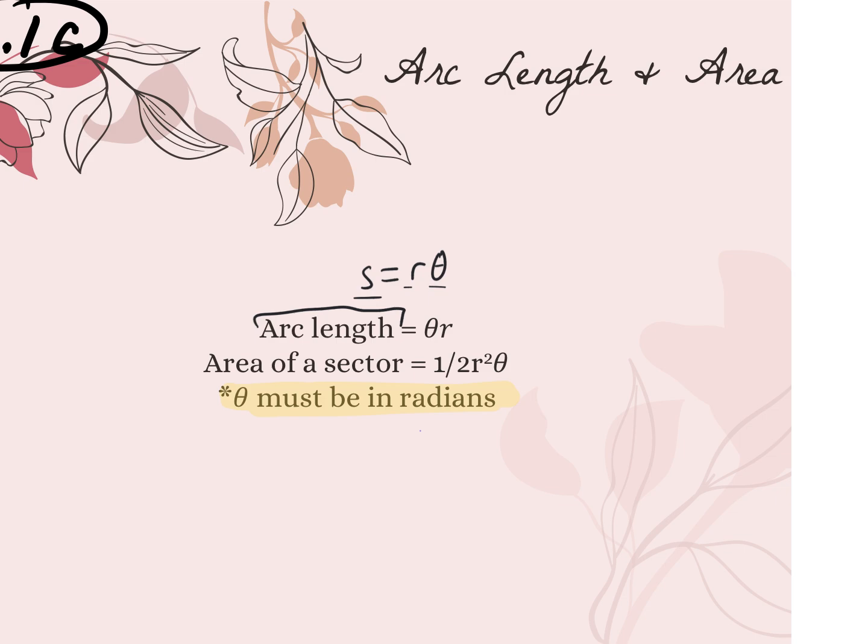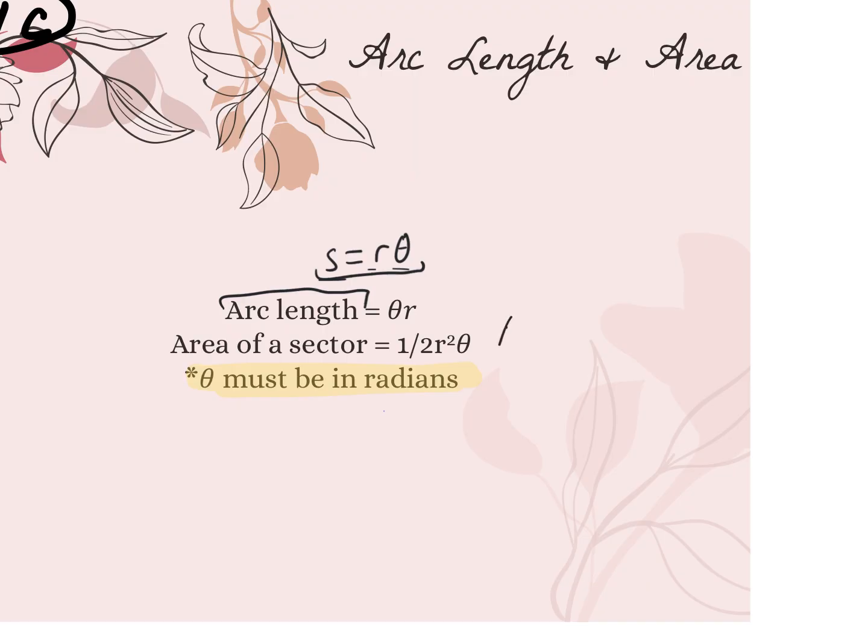But yeah, this is the arc length formula and the area formula. It looks kind of strange right here. I'll write it out a little bit better. It's going to be 1/2 r squared theta. And once again, this theta, your angle, must be in radians. And we're going to do some examples and then we'll wrap up.